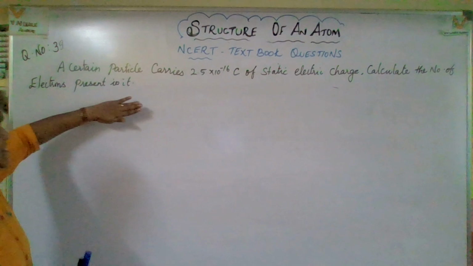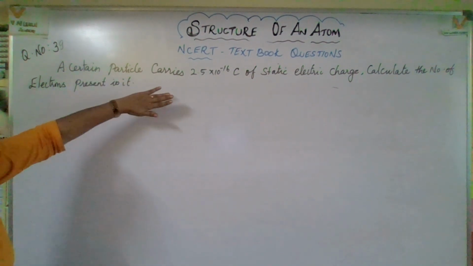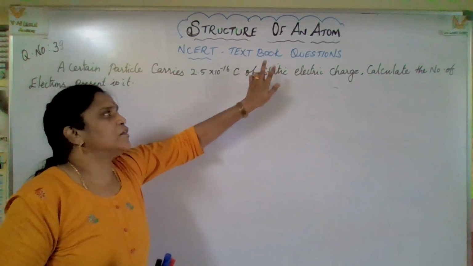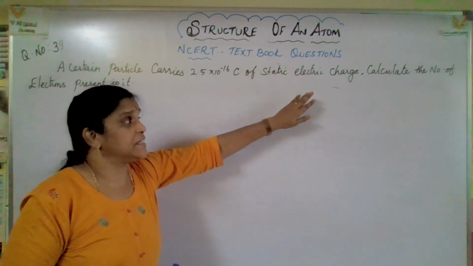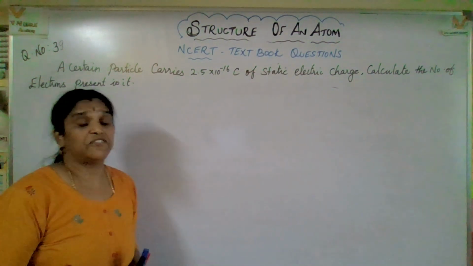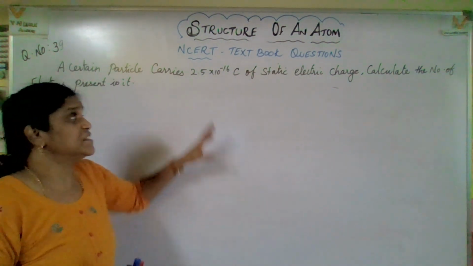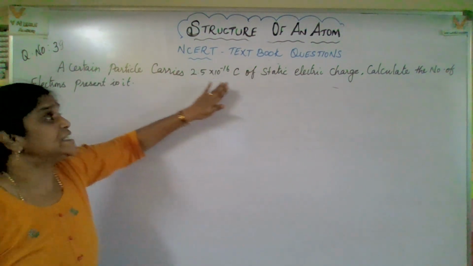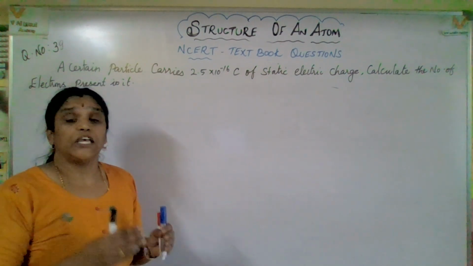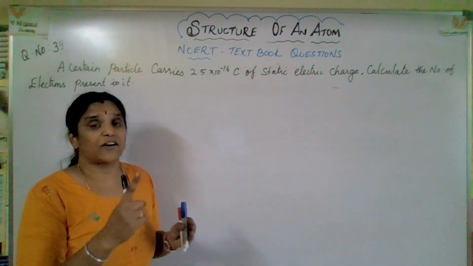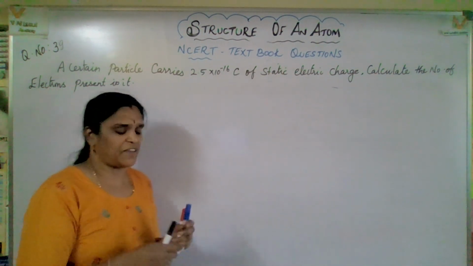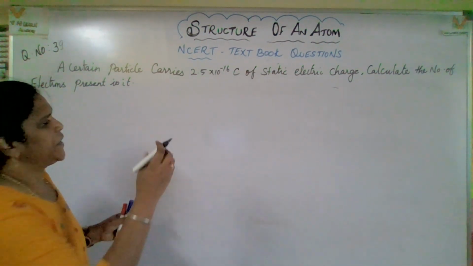Next, one more interesting question. A certain particle carries 2.5 into 10 to the power of minus 16 coulomb of static electric charge. Calculate the number of electrons present in it. You have to find out that number of electrons. They have given the total charge of that certain particle. Okay, first and foremost, if we find one electron's charge, then from the total charge you will find the number of electrons. That is the point to tell.